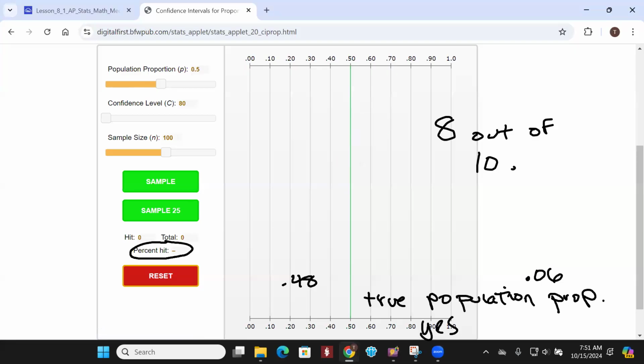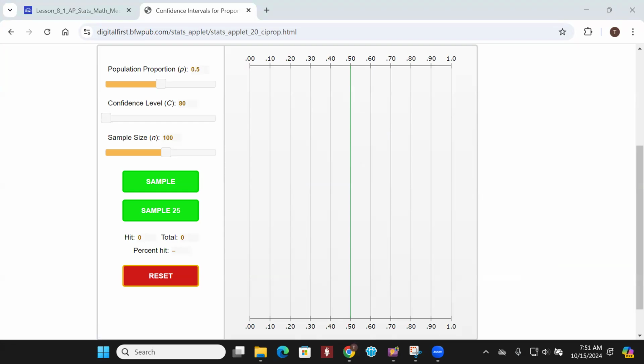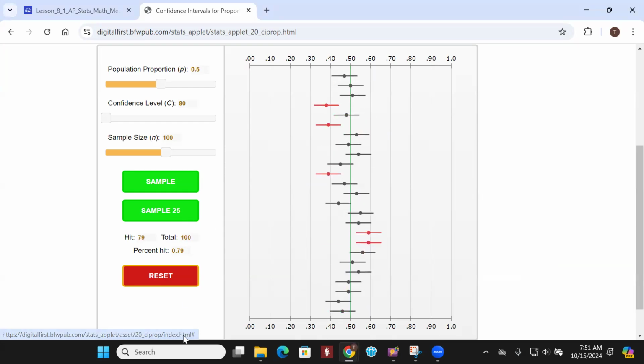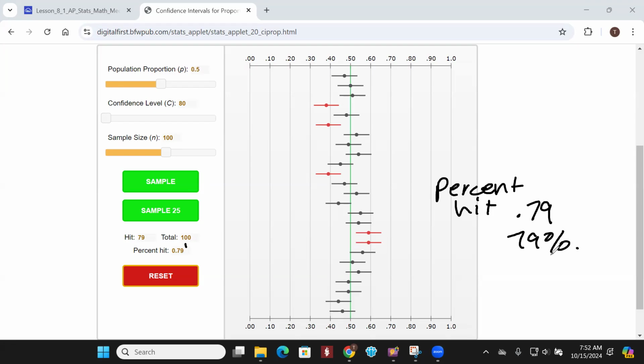Okay. And what we're going to do on this next one is take a total of 100 samples. We're going to sample 25 four times. What is your percent hit? Yours is probably around 0.79. You might be 0.80. You might be 0.81. My percent hit on that one was 0.79 or 79%.